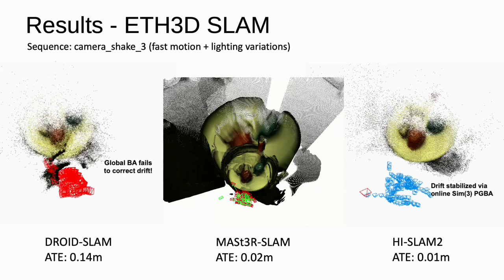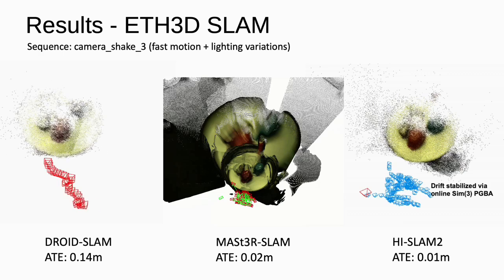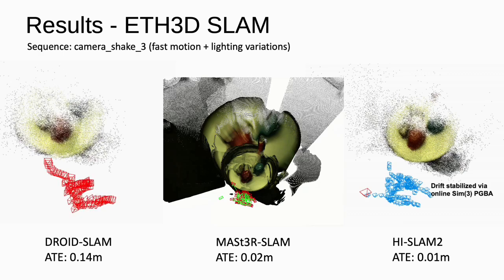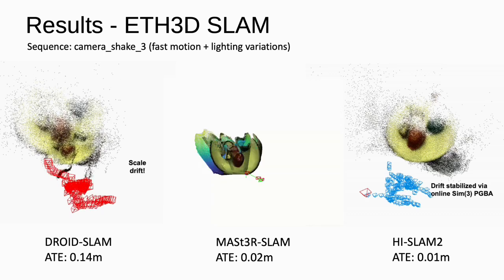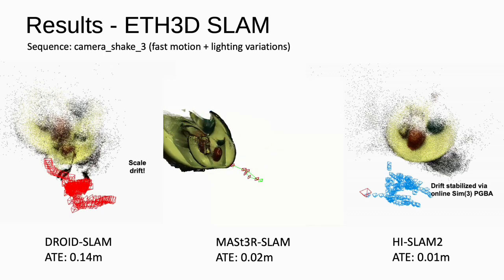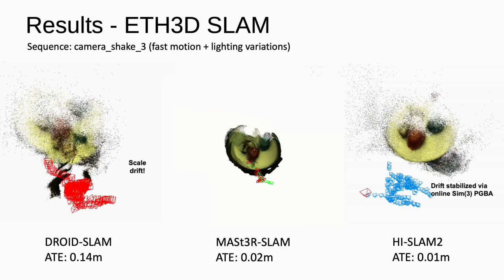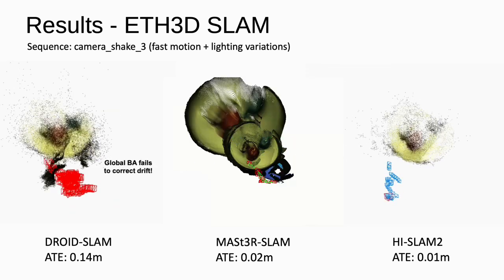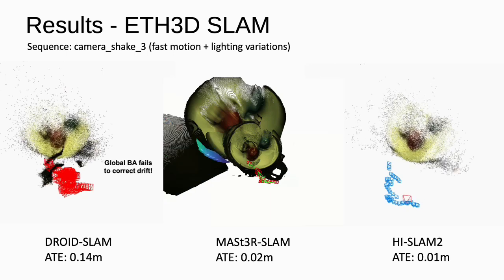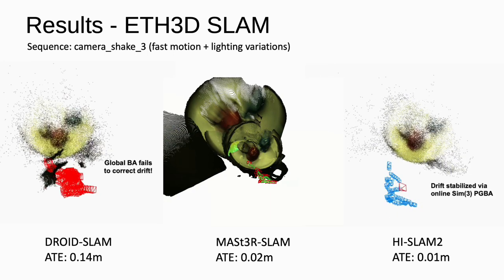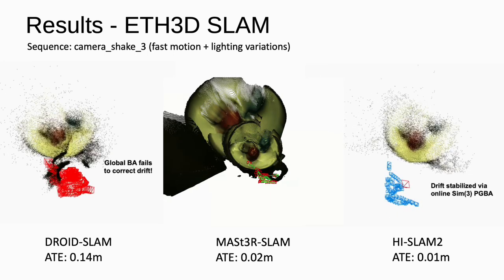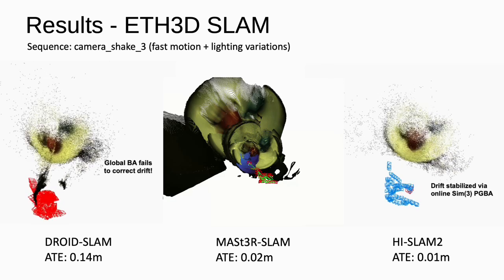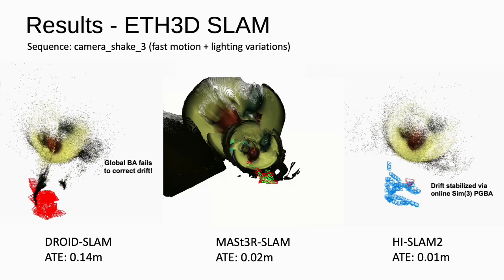The ETH3D SLAM benchmark includes challenges such as rapid motion and varying lighting conditions. In the example sequence, DROID-SLAM suffers from both pose and scale drift, resulting in a big absolute trajectory error. MASt3R-SLAM achieves accurate pose tracking but produces inconsistent scene geometry. In contrast, our method achieves the highest accuracy. Leveraging the geometric prior helps stabilize motion estimation during fast movements, and the immediate loop closing quickly corrects accumulated drift.